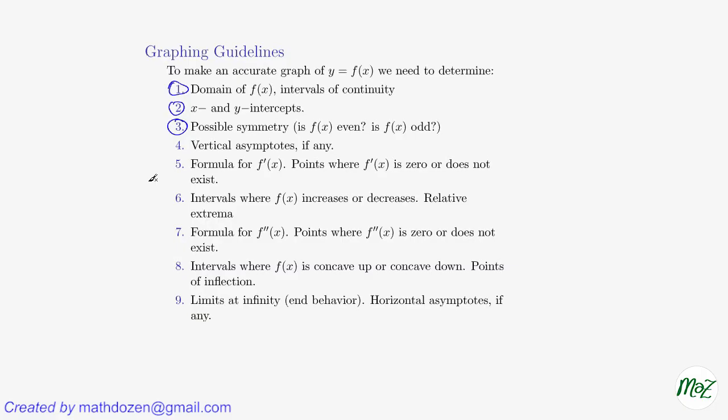Then we need to find any vertical asymptotes. Those usually come from the zeros of the denominator, those should be in the places where the denominator is 0 and the numerator is not 0.